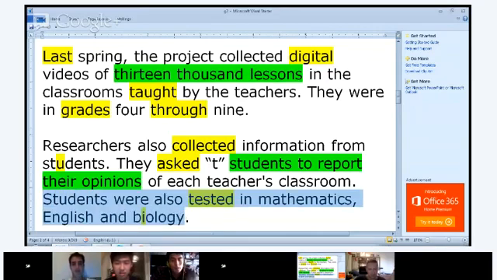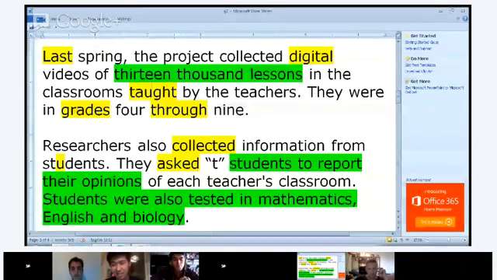This makes sense, doesn't it? Of course, but I think it's not very good for some teachers. Well, no, but this is the research. So they collected digital videos, 13,000 classes. They asked the students for their opinions about each teacher's classroom, and they also tested the students to see how well they did in mathematics, English, and biology.